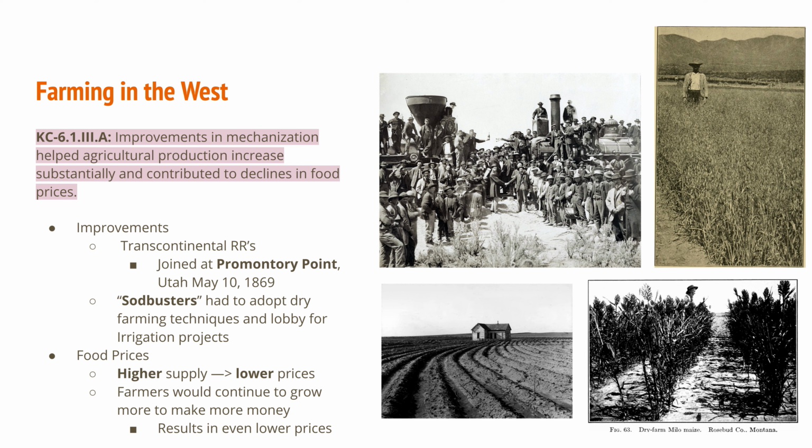So there are sod busters that are going to be our farmers in the Great Plains area. They had to adopt the dry farming techniques, and they were lobbying for irrigation projects for the governments to set up because there's not a lot of rainfall past a certain point in the Great Plains area. So it's the 100th degree meridian, which is our dividing line, where rainfall really begins to decrease. So you can see from the pictures in the bottom left that it looks very, very dry.